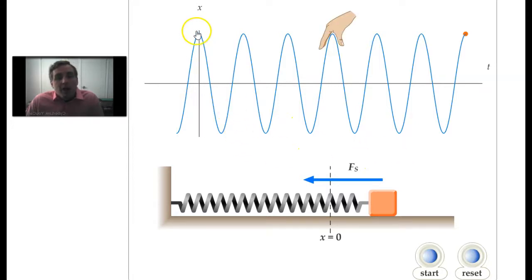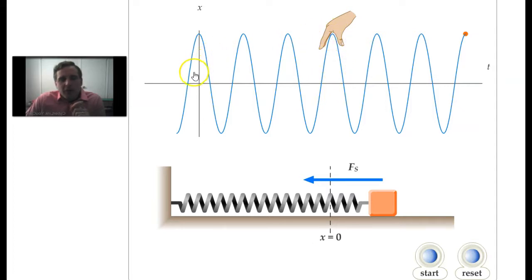By the way, notice that there's a certain frequency in how often this happens, and there's a certain period, a certain time, between these peaks and troughs. The period is the time for one full oscillation. What if instead we wanted to start the spring at, let's say, equilibrium?